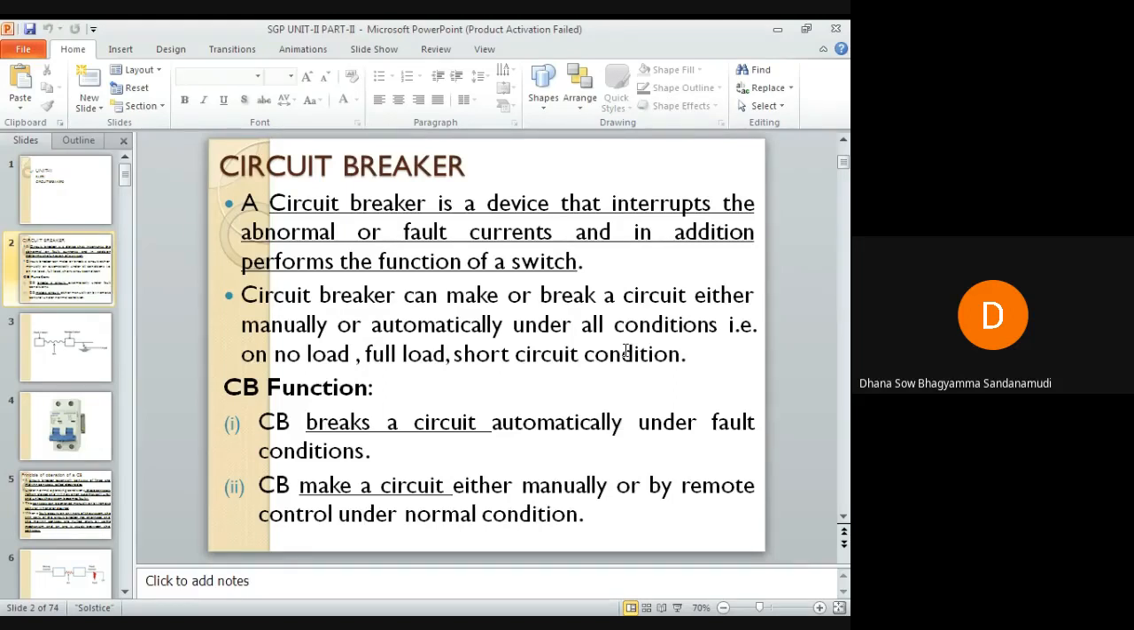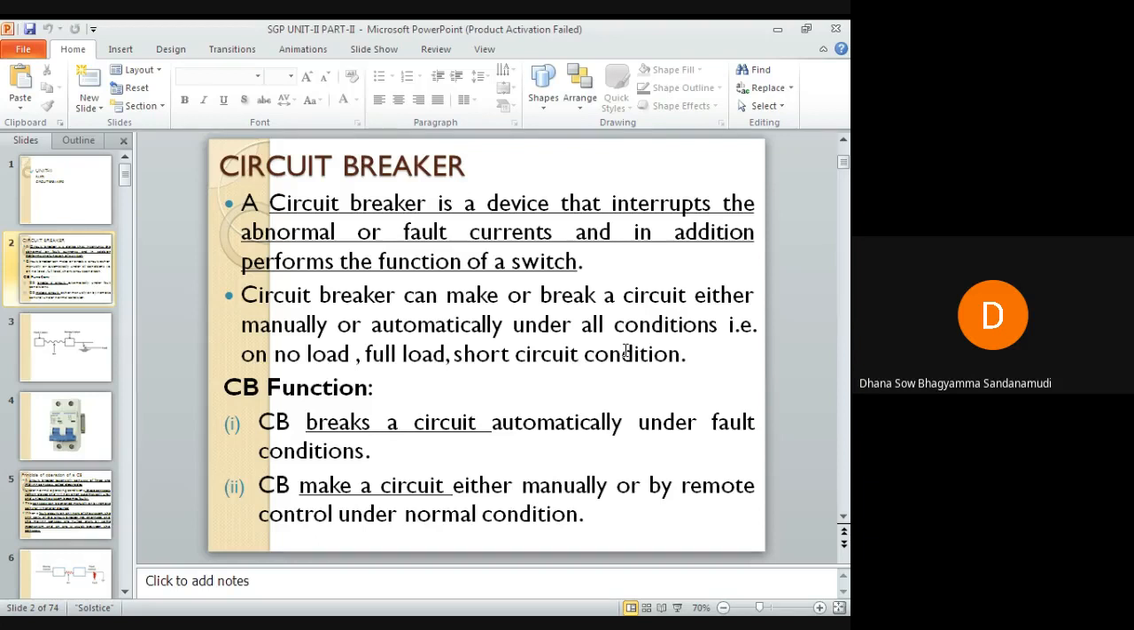This circuit breaker can make or break a circuit either manually or automatically under all conditions. It means even if the system is operating under full load condition, even if no load is connected, or even if the system is operating under faulty condition, whatever may be the condition of the system, the circuit breaker can make or break the circuit. Making the circuit means under normal operating condition, when the circuit breaker is operating as a switch. Breaking the circuit means the abnormal condition, whenever a fault occurs.